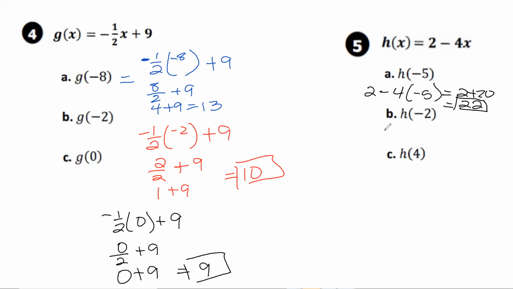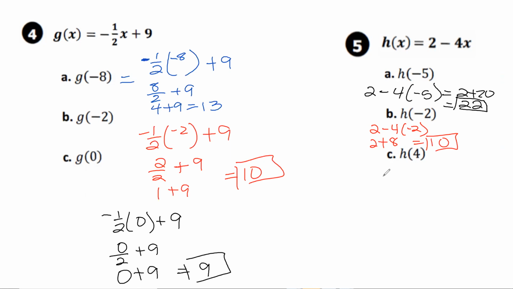Okay, so we got -2 and we're plugging it in. So we're going to get 2 minus 4 times -2. -4 times -2 is going to give me a +8. So 2 plus 8 is going to give me 10. I saw a lot of people got 10 for this one. So that's great. Okay.